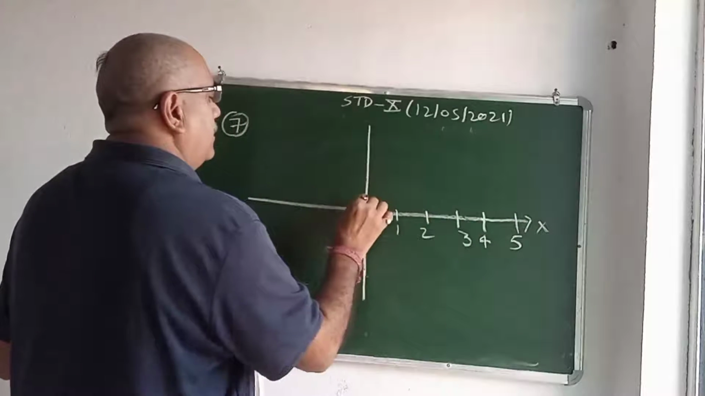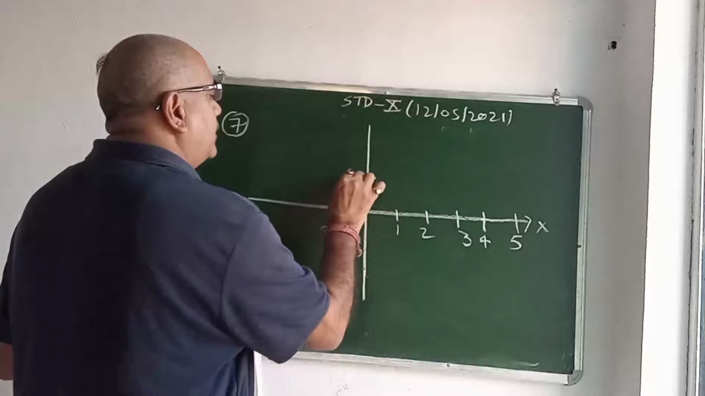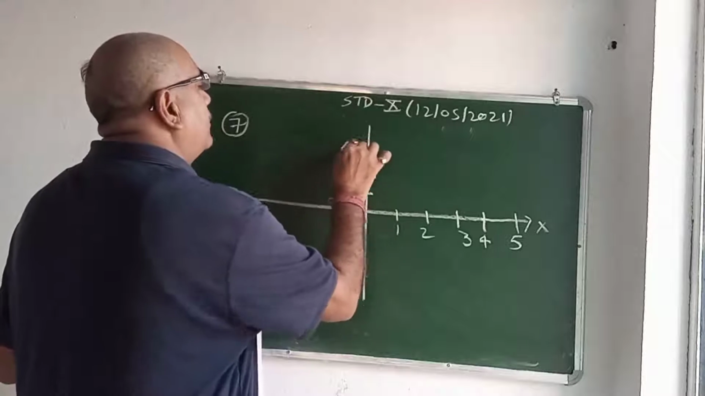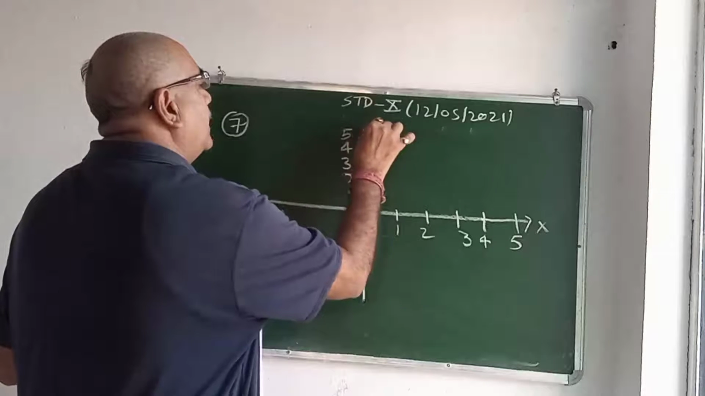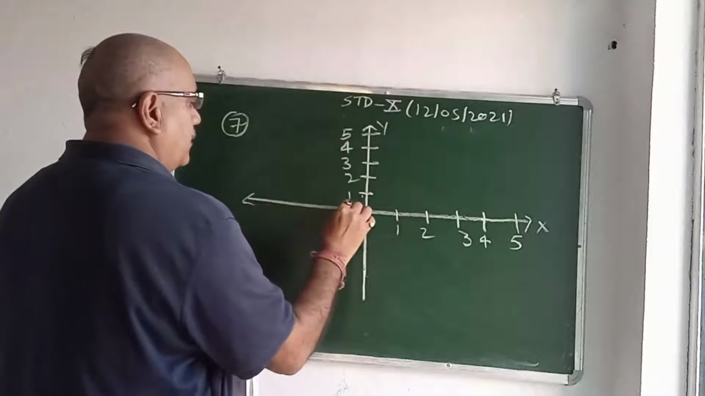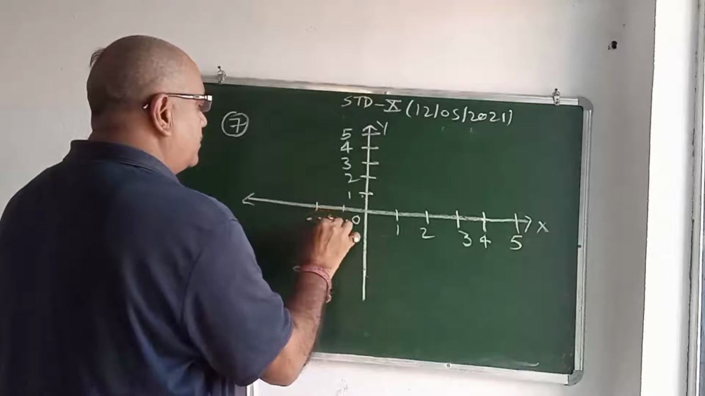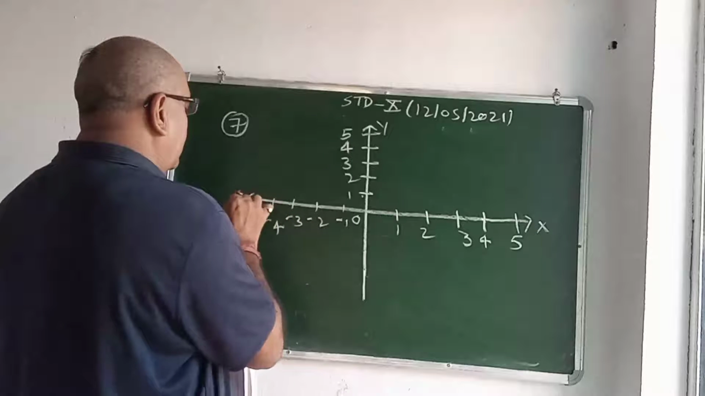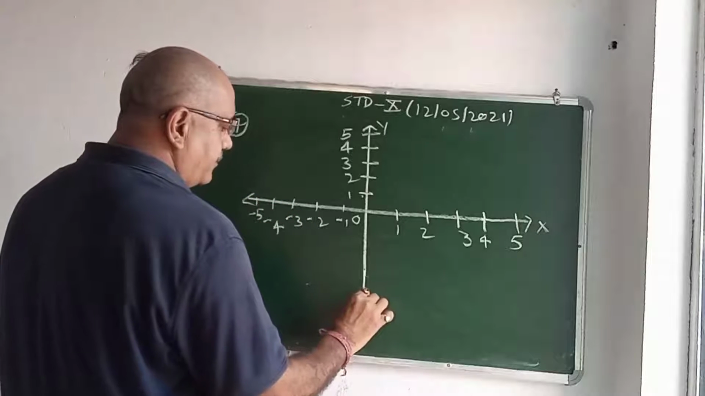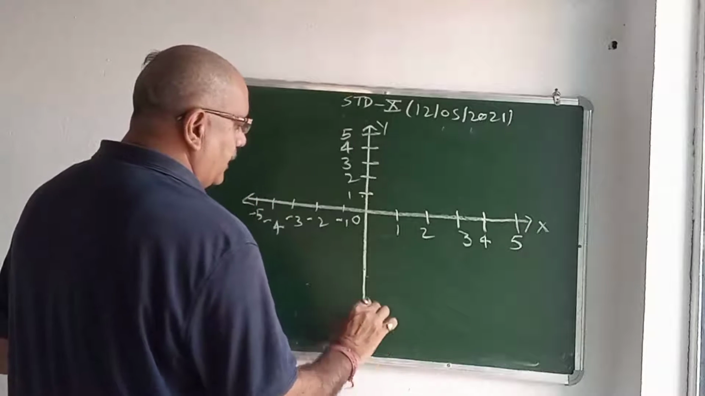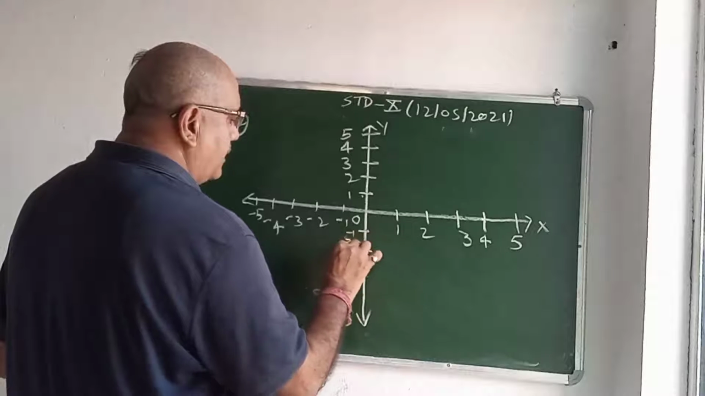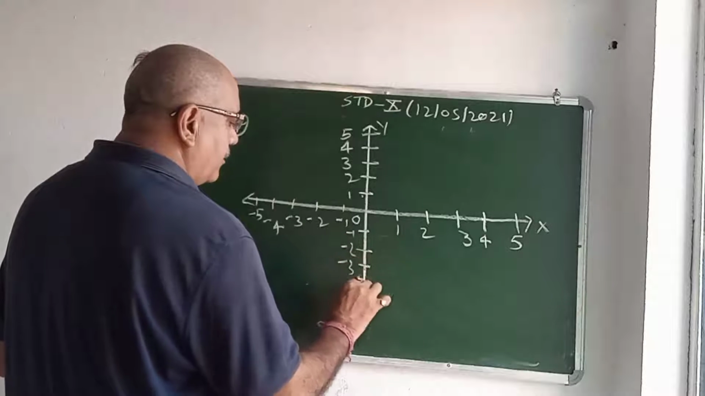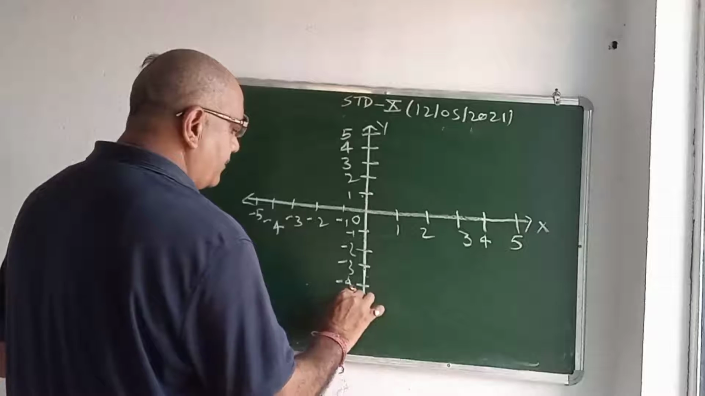This is the x-axis, positive 1, 2, 3, 4, 5, and the y-axis. Then -1, -2, -3, -4, -5 on negative x, and on negative y, -1, -2, -3, -4, -5.